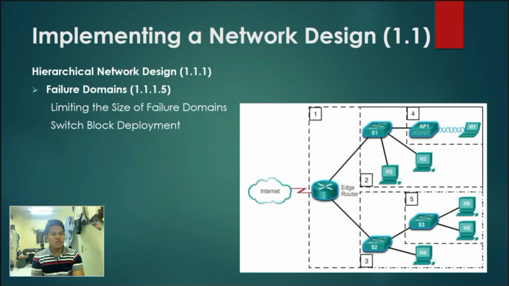For limiting the size of the failure domain and switch block deployment, limiting the size of failure domains matters because a failure domain at the core layer of a network can have a potentially large impact. The network designer often concentrates efforts on preventing failures. This effort can greatly increase the cost of implementing a network. With switch block deployment, routers or multilayer switches are usually deployed in pairs, with access layer switches evenly divided between them. As a result, the failure of a single device does not cause the network to go down.